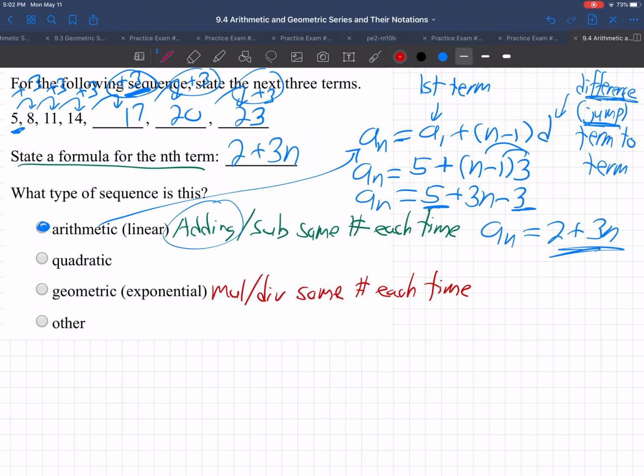So you can check it out. If you plug in a 1 here, you'll get 2 plus 3 times 1, which is 5. You get the first term. This is the first term, second term, third, fourth, fifth, sixth. So let's go all the way to the 7th. Plug in a 7. You get 2 plus 3 times 7, 2 plus 21. Sure enough, 23, the 7th term.